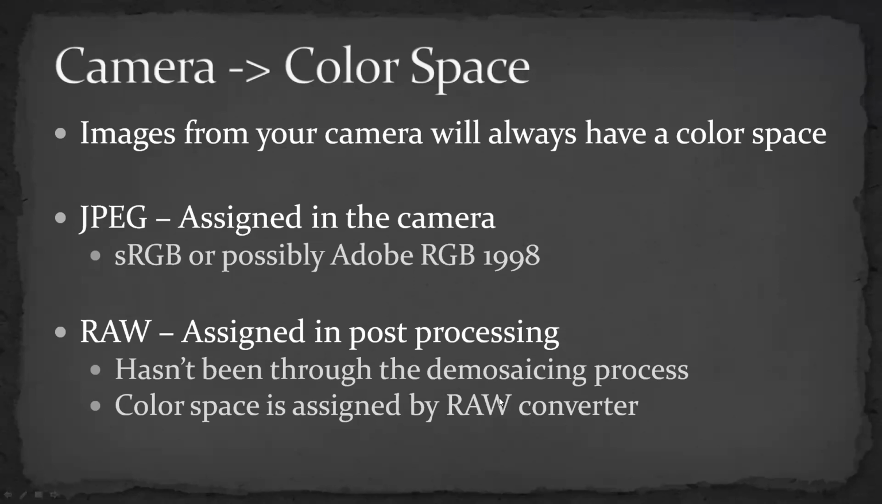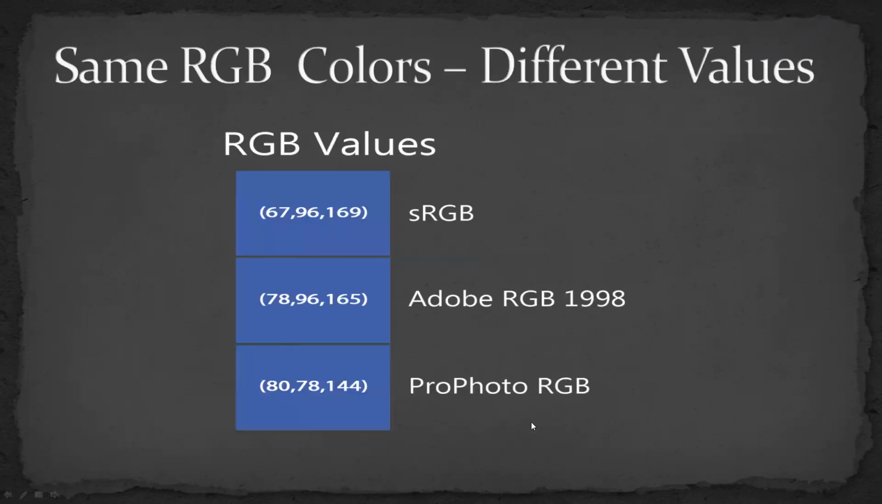Craig? Yeah. Can you go back a slide? There's something there. So if all three color spaces have the triads, how do the other ones have more available colors? Do the numbers go greater than 255? No, they will still go 0 to 255, but they squeeze more colors into that same range.